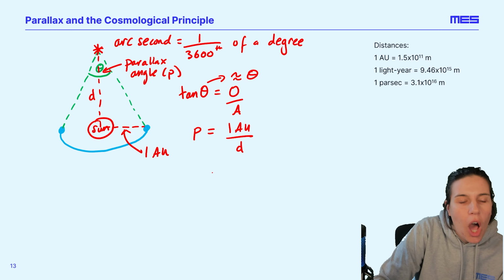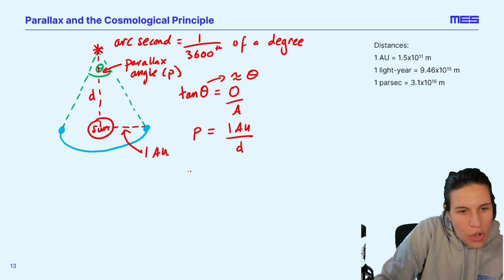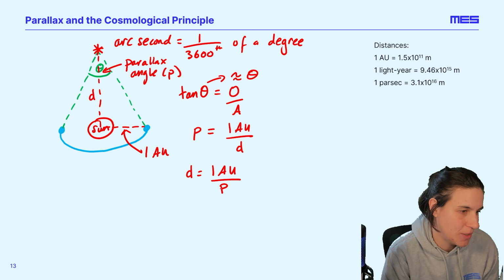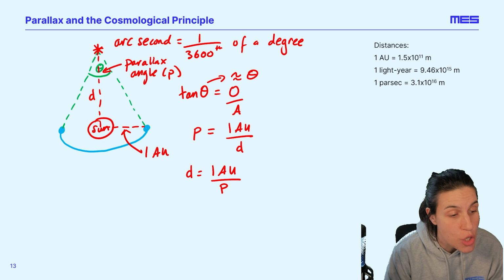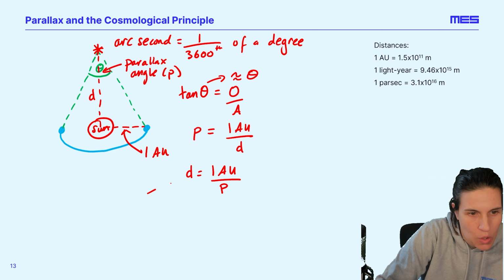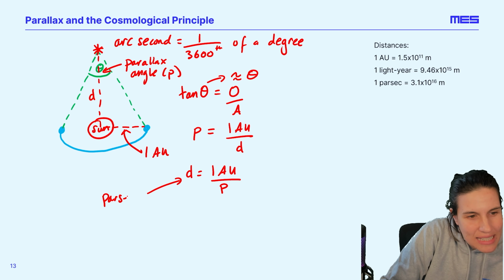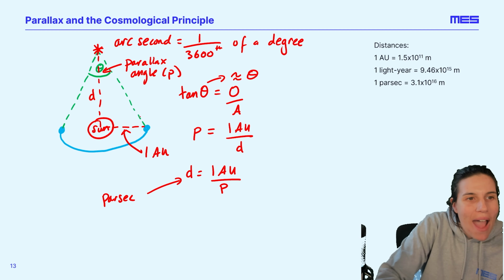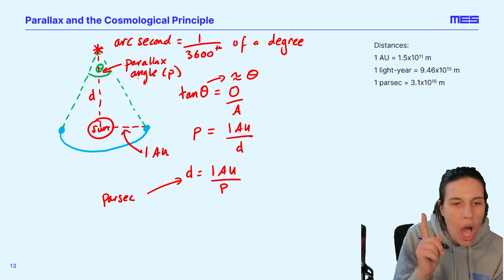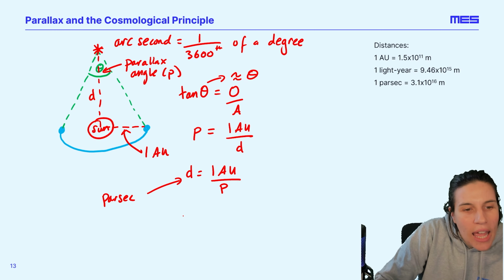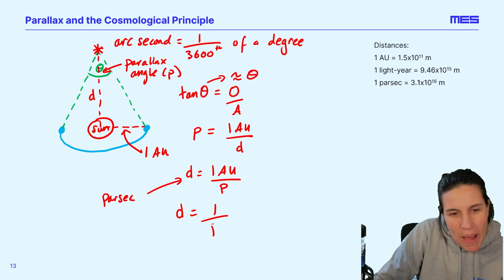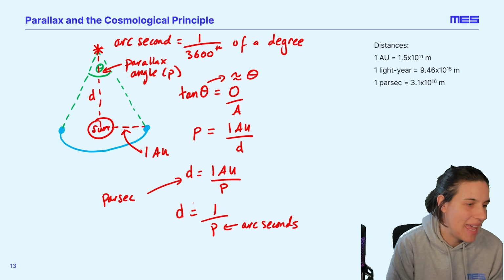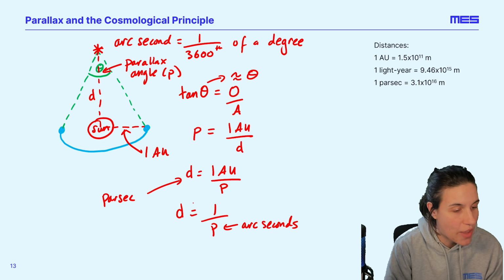Okay. Now, I'm going to rearrange this. So I've got distance is equal to 1 AU divided by the parallax angle. And now we're going to introduce you to a new unit for distance called the parsec. It's a measurement of distance. And a parsec is defined as the distance when the parallax angle is 1 arc second. So if your distance is in parsecs and your parallax angle is in arc seconds, we get this lovely formula here, that distance is equal to 1 divided by the parallax angle.